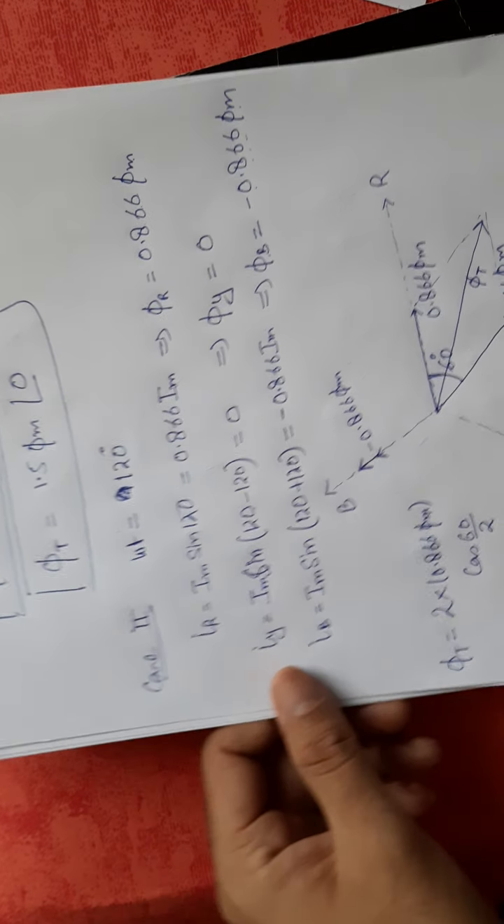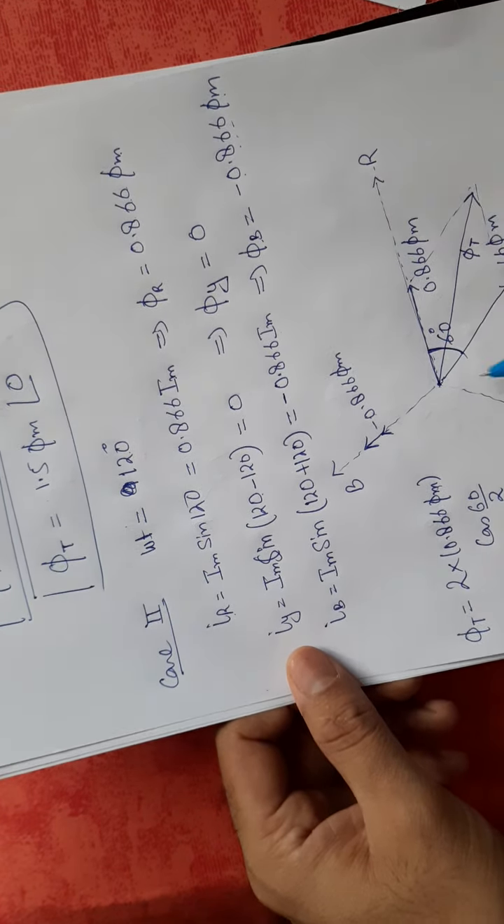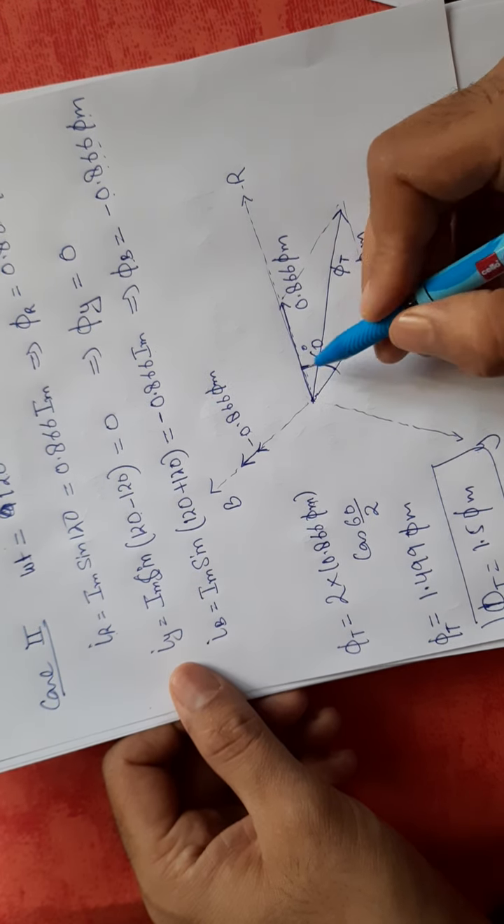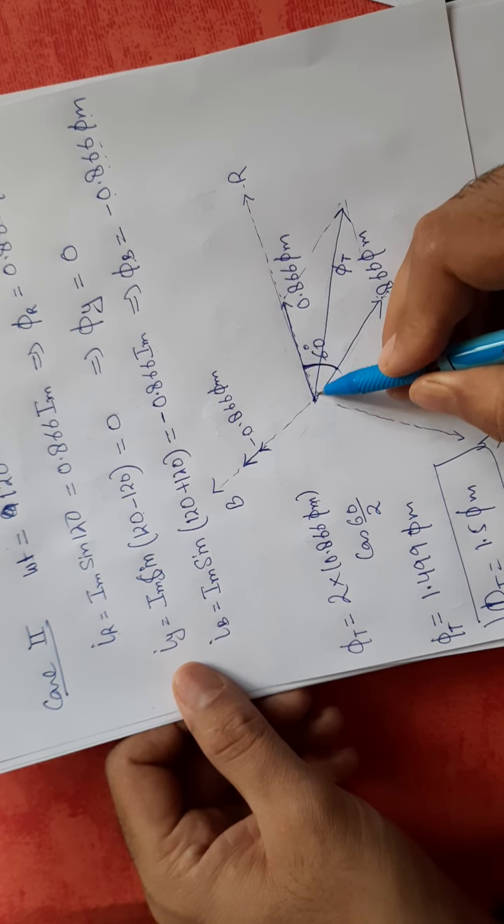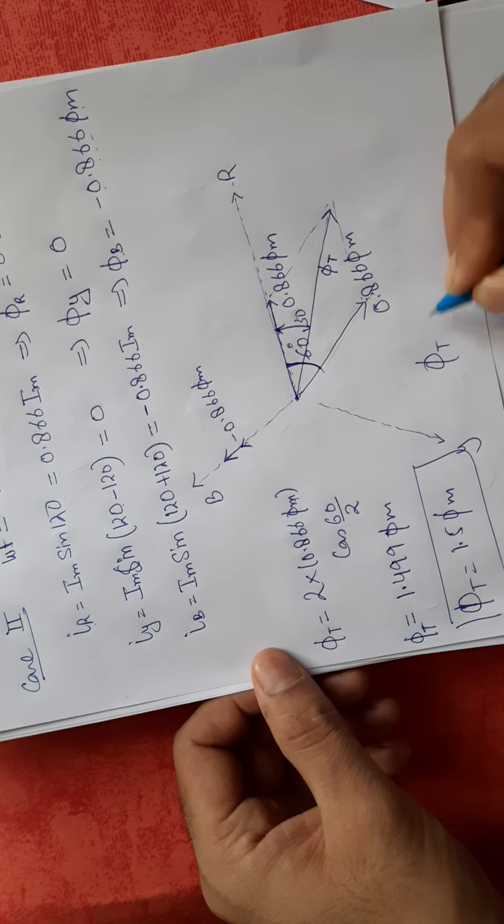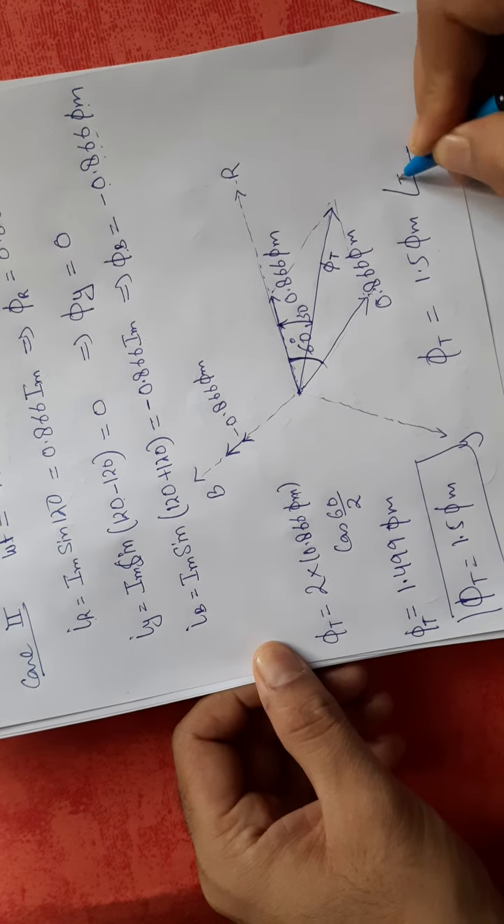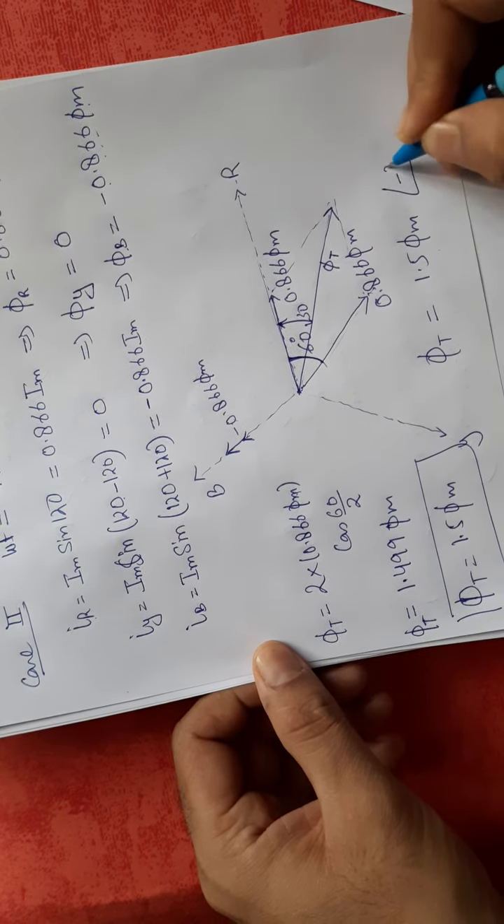What will be the angle? This is 60. This is R phase and this is my B dash. If B is here, I will consider this as B dash. So this angle is 60 and the resultant is here. What angle is this resultant making with R? It is making this angle, and this angle is equal to 30 degrees. So phi total in phasor will be 1.5 phi m angle minus 30.